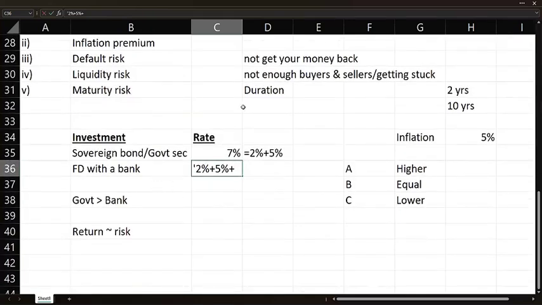Considering that an FD is almost liquid, let me combine the remaining three elements into a single term by the name of risk premium. And this risk premium, in the case of a bank, is not going to be very high. So let's say something very basic like 0.25%. So even if you are getting 7.25 or maybe 7.5, that is something you should be okay with. Got the picture?